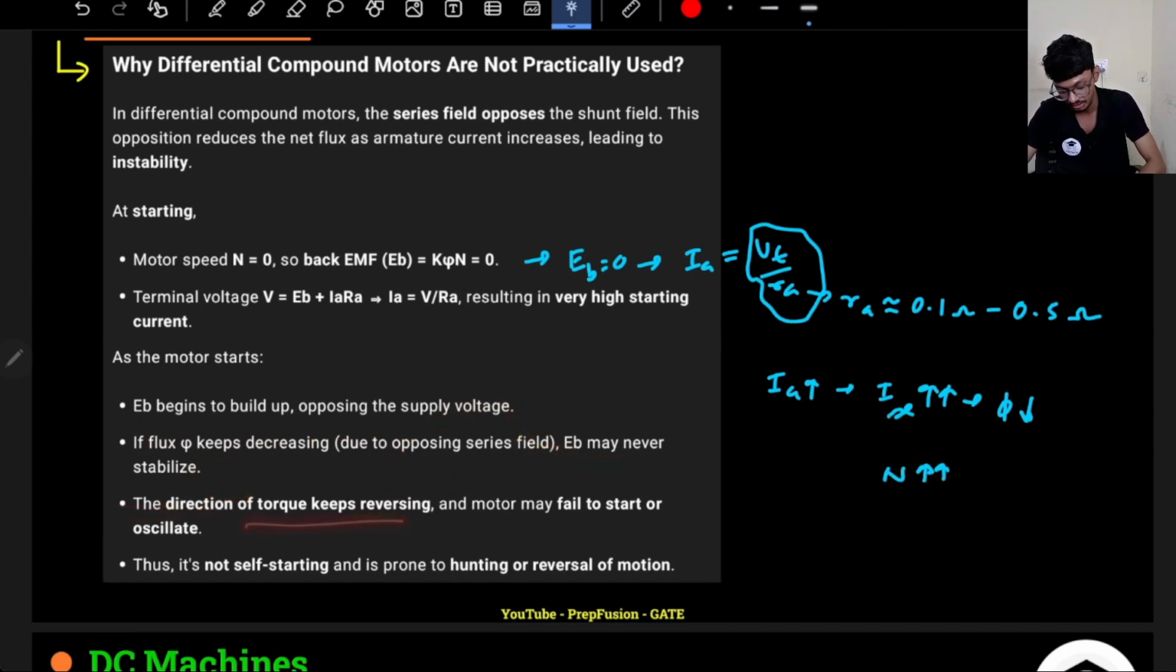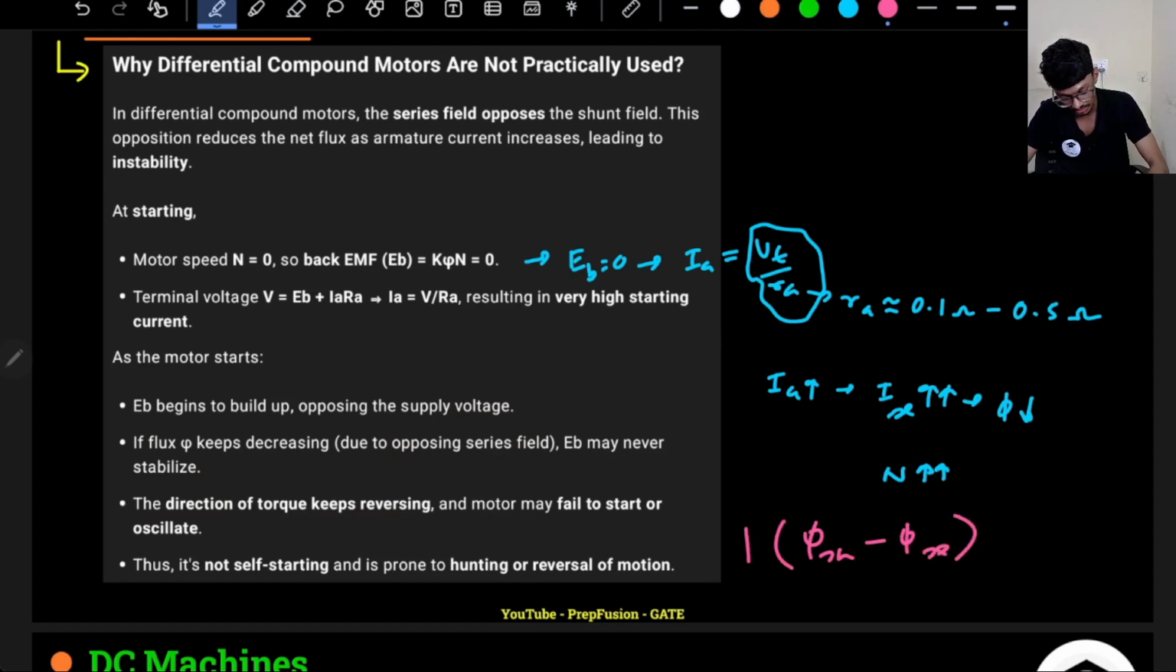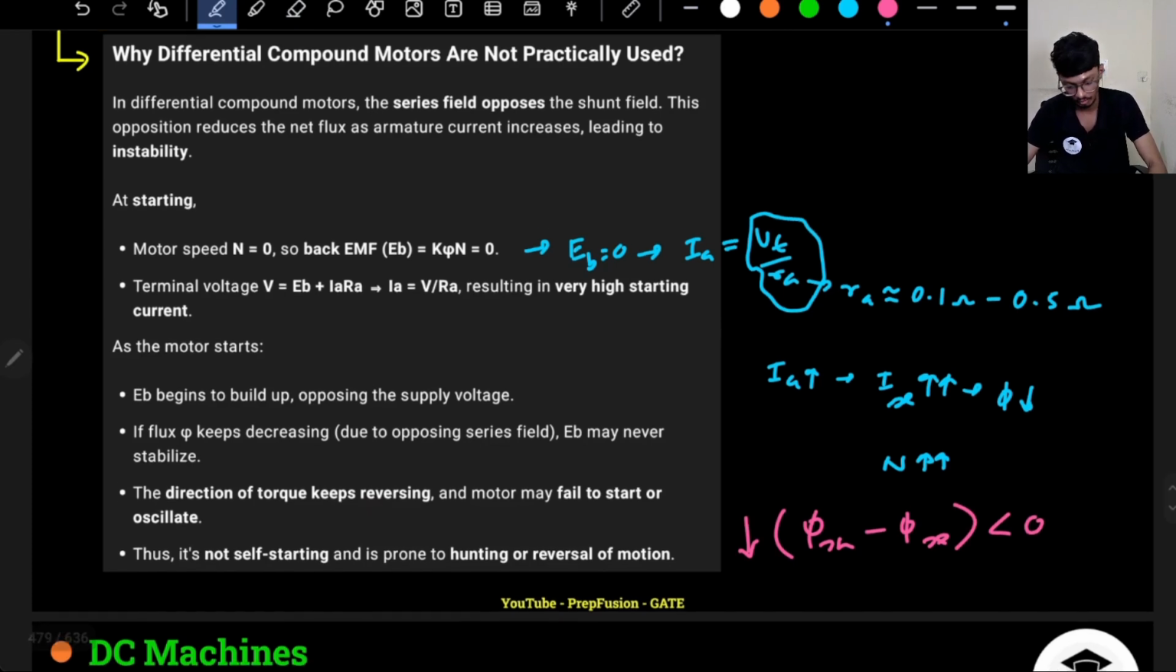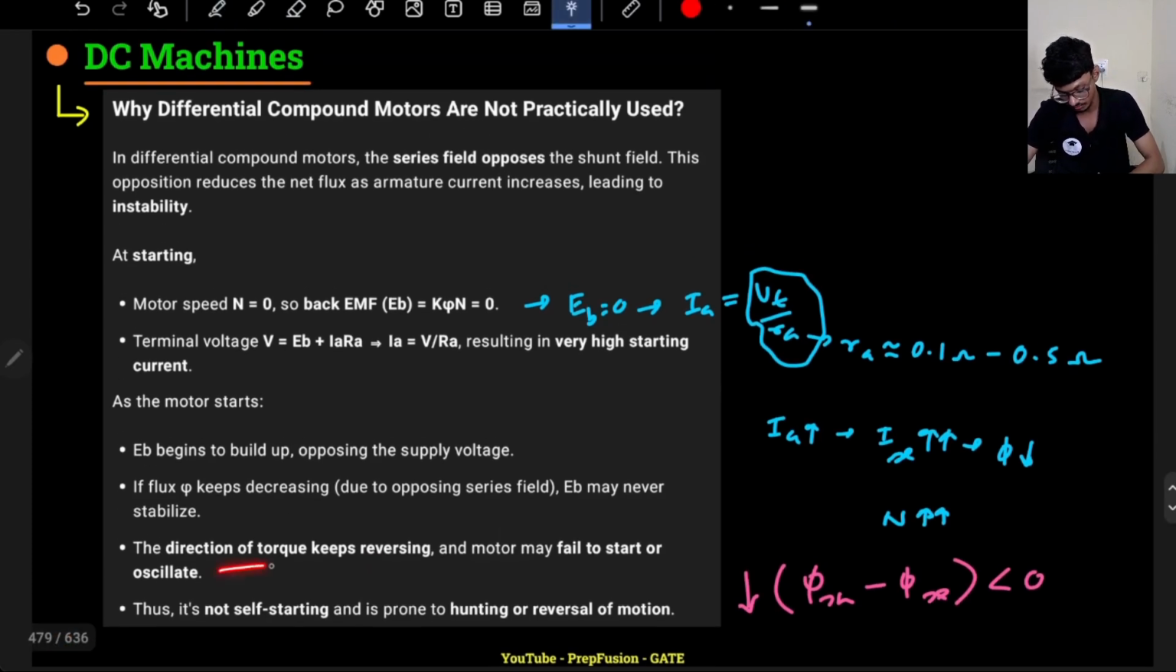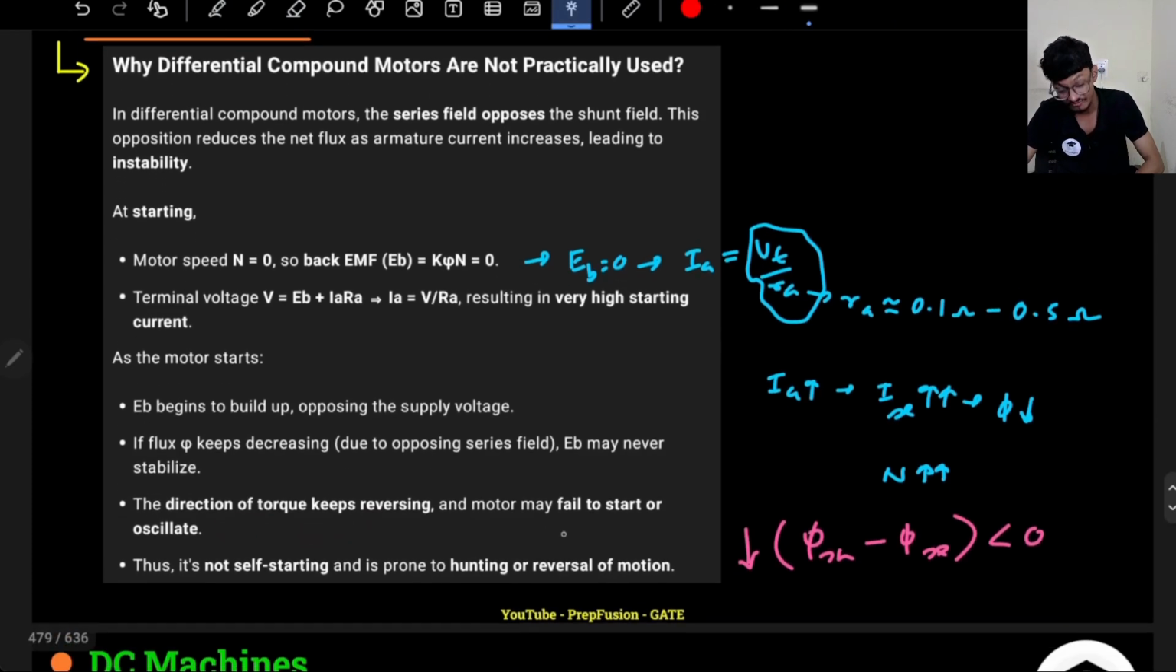The direction of torque keeps on reversing, because if, let's say, the field current is very high, and for some reason the shunt flux is not enough, then the overall flux will go in the negative direction, and if it goes in the negative direction, there may be problems. Okay, so the direction of the torque keeps reversing. The motor may fail to start.